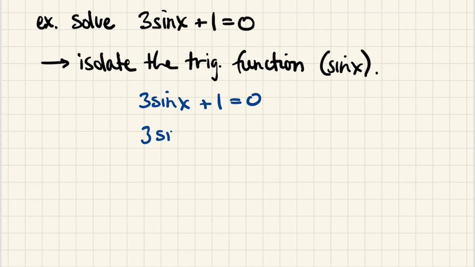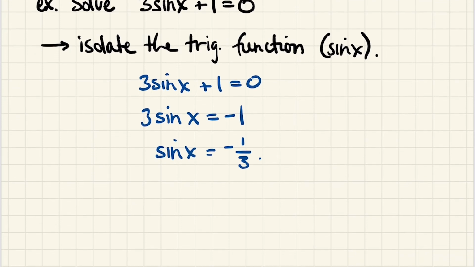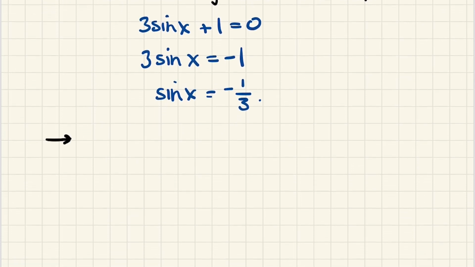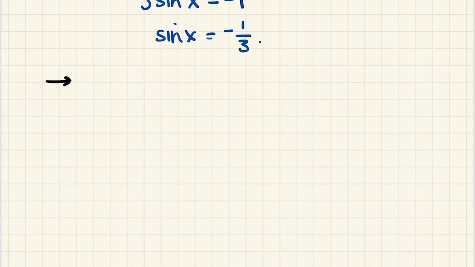Of course we'll subtract 1 from both sides, and we'll divide both sides by 3. So we get sine of x is equal to negative 1/3. So now we're going to list the solutions that are between 0 and 2 pi.